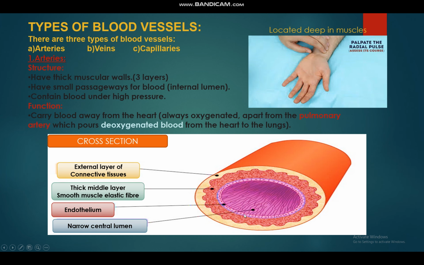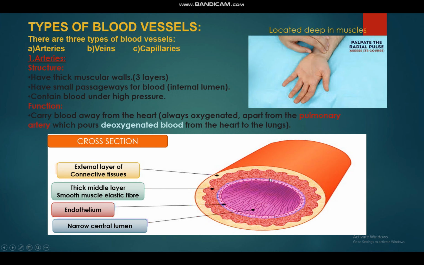And the inner thin layer, which is one cell thick, is called the endothelium. It also has a narrow central lumen through which the blood flows. Now, the blood it contains is under high pressure because it is receiving the blood from the contraction of the heart.